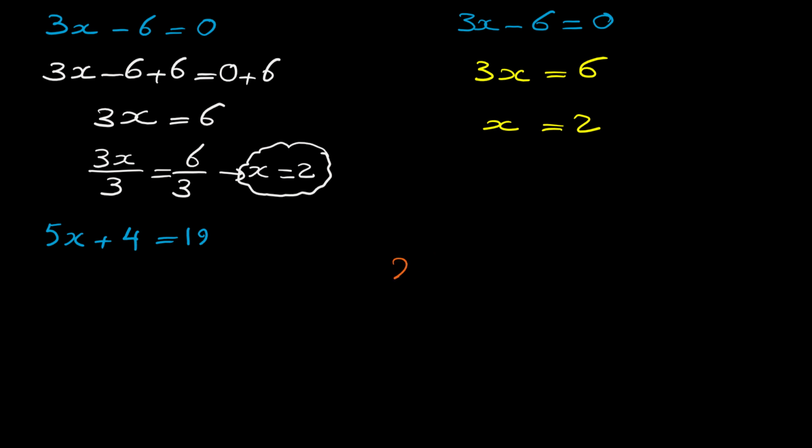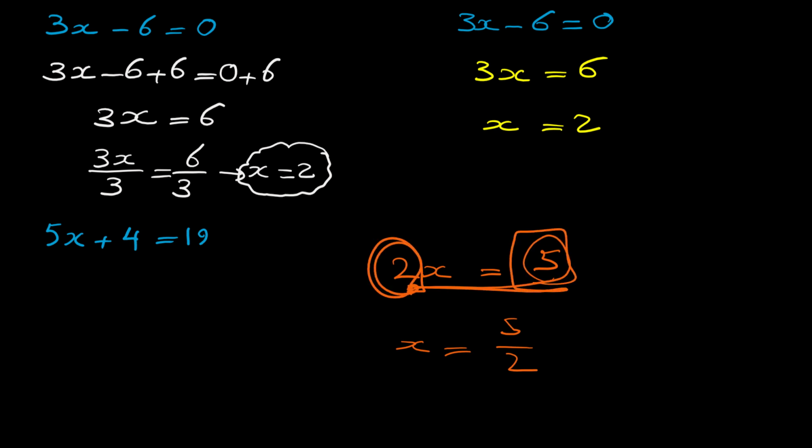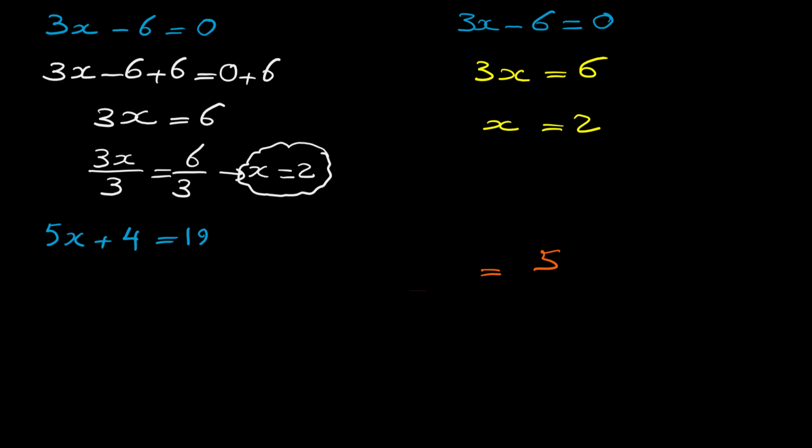Another example. Suppose you have 2x equals 5. What is x? X is 5 over 2. This over that. This number over the coefficient that here we have for x. 5 over 2. Yes, the answer can be sometimes a fraction.